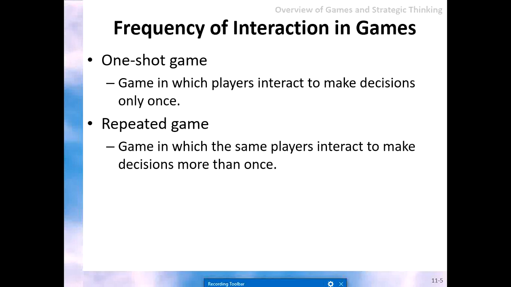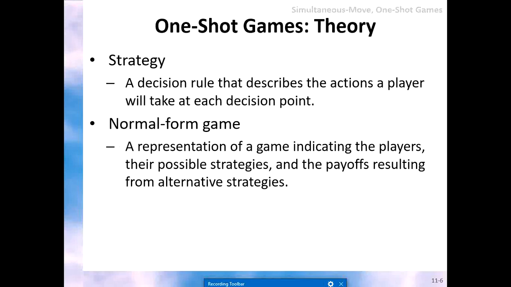Then we go to the frequency of interaction in games. We have a one-shot game, in which players interact to make a decision only once. It means only one time you make your decision. Once you make a decision, you cannot make another decision, or you cannot play another game. But we have repeated games, where the same players interact to make decisions more than once. So I may make decision A, then make decision B, or I continue making the same decision A, but this will be repeated many times.